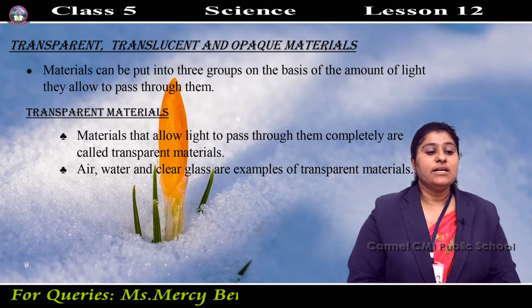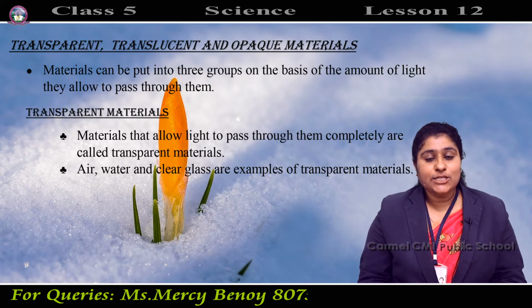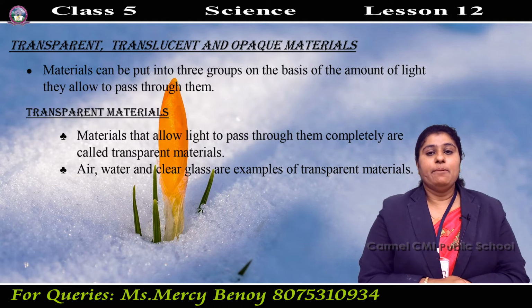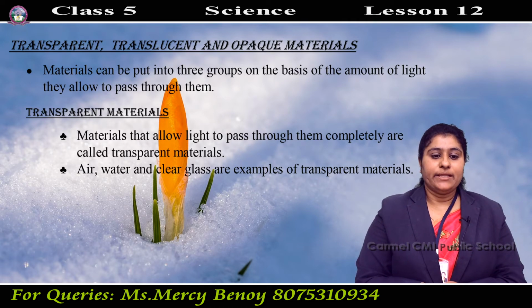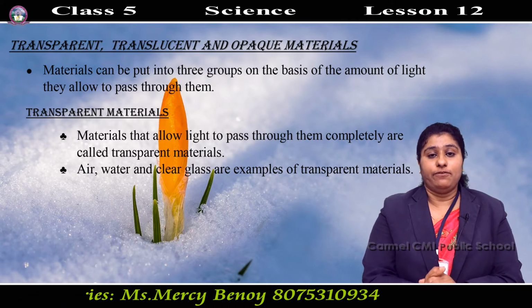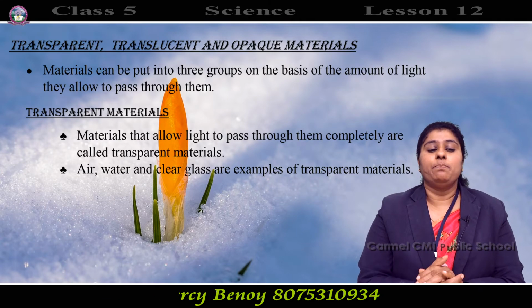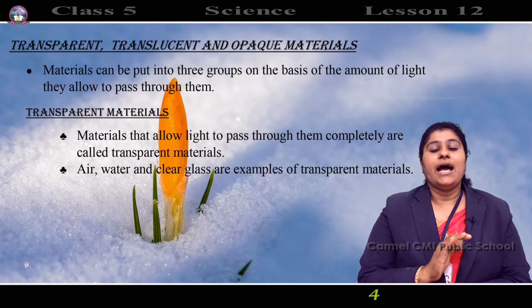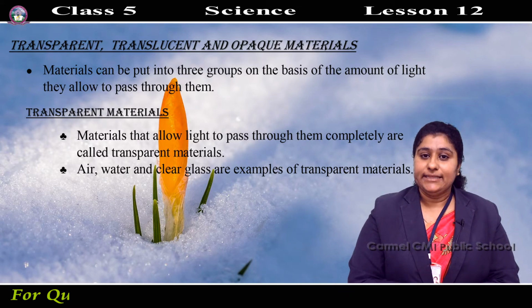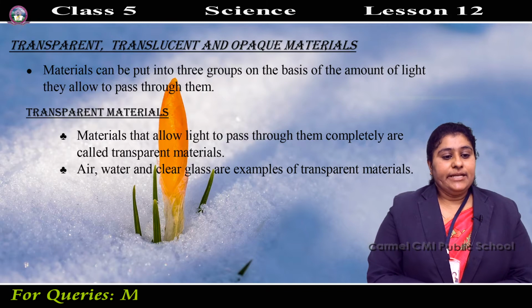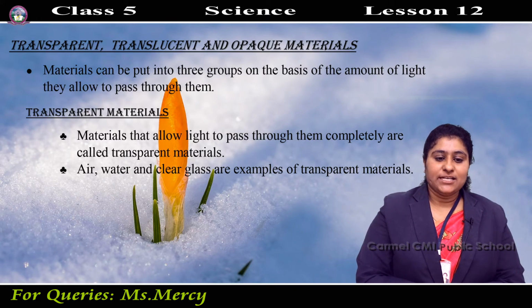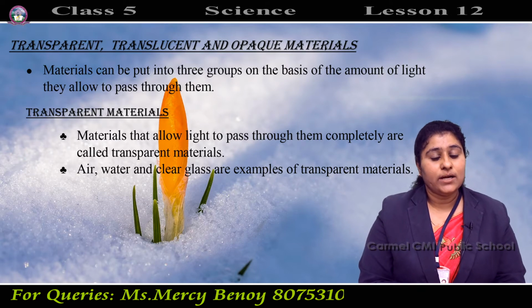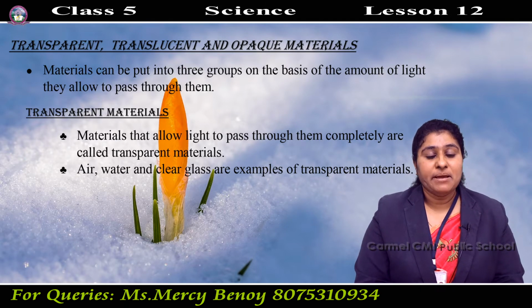Next is transparent, translucent and opaque materials. Let us learn about transparent, translucent and opaque materials. Materials can be put into three groups on the basis of the amount of light they allow to pass through them. Materials that allow light to pass through them completely are called transparent materials.